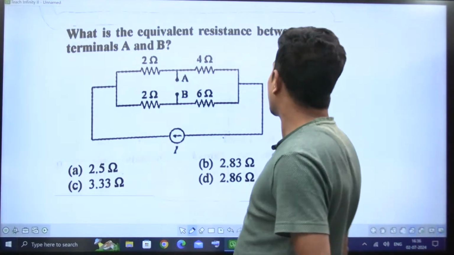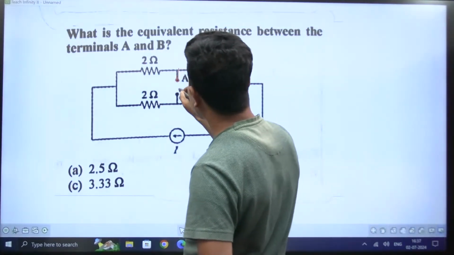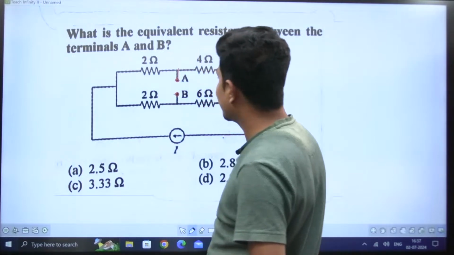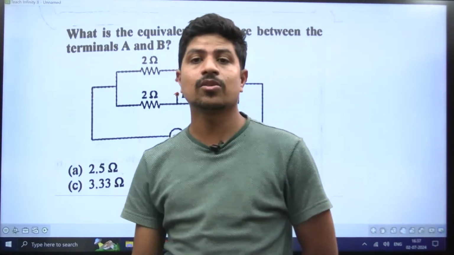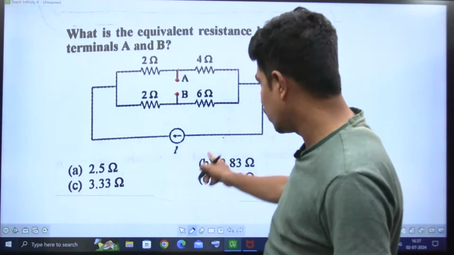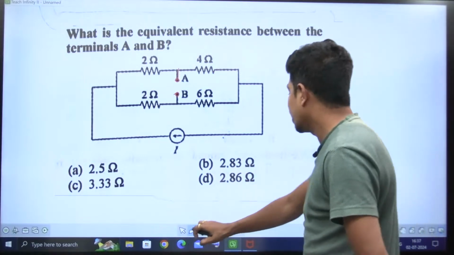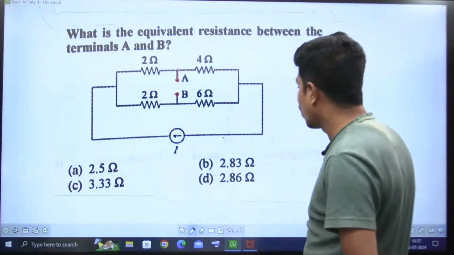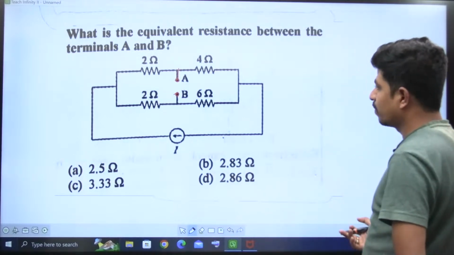What is the equivalent resistance between the terminals A and B? He is asking you to stand at A and B and find the equivalent resistance. When finding this kind of equivalent resistance, you have to open circuit the current sources and short circuit the voltage sources. Here only one current source is there, I am open circuiting it and redrawing the circuit. It is always better to redraw. If you try to do it with your imagination, there is a possibility of connection mistakes.